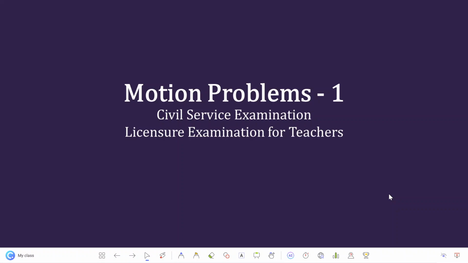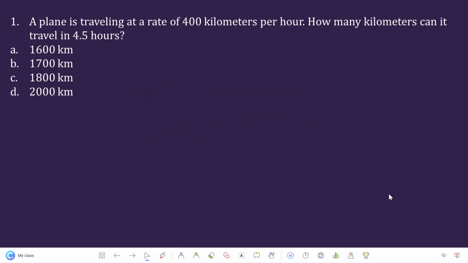Okay, so let's try and solve item number 1. Item number 1, a plane is traveling at a rate of 400 kilometers per hour. How many kilometers can it travel in 4.5 hours? A, 1,600 kilometers. B, 1,700 kilometers. C, 1,800 kilometers. Or letter D, 2,000 kilometers.